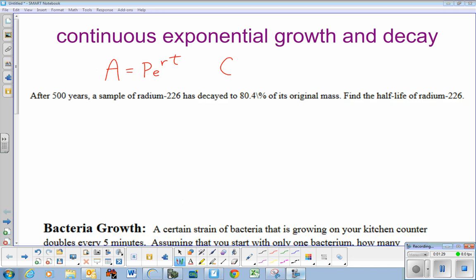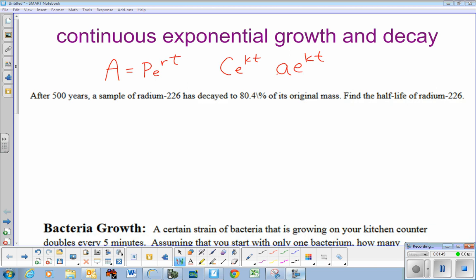Sometimes you'll see it as Ce^(kt), or I believe our textbook has Ae^(kt), but I want you to know that these are all the same thing. So I personally just think Pe^(rt) each time, and the letters will kind of just stand for different things. So let's get to this first one.